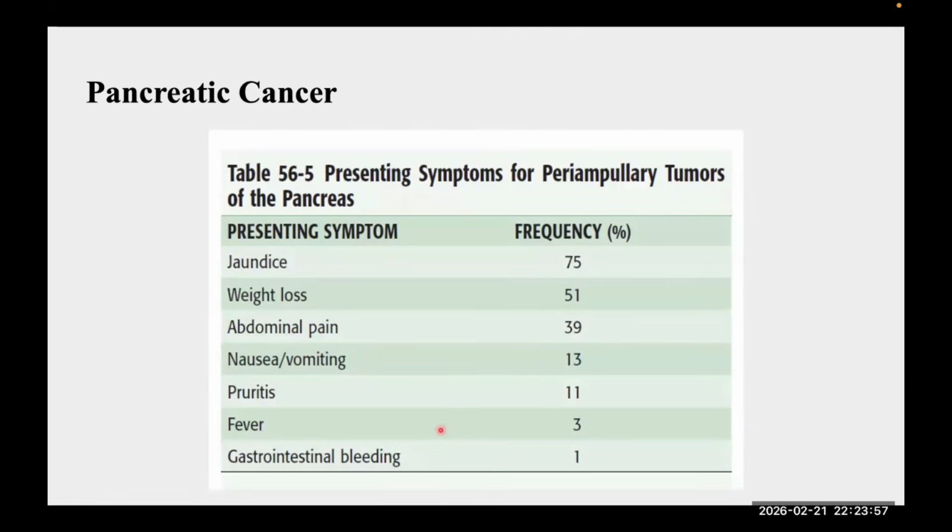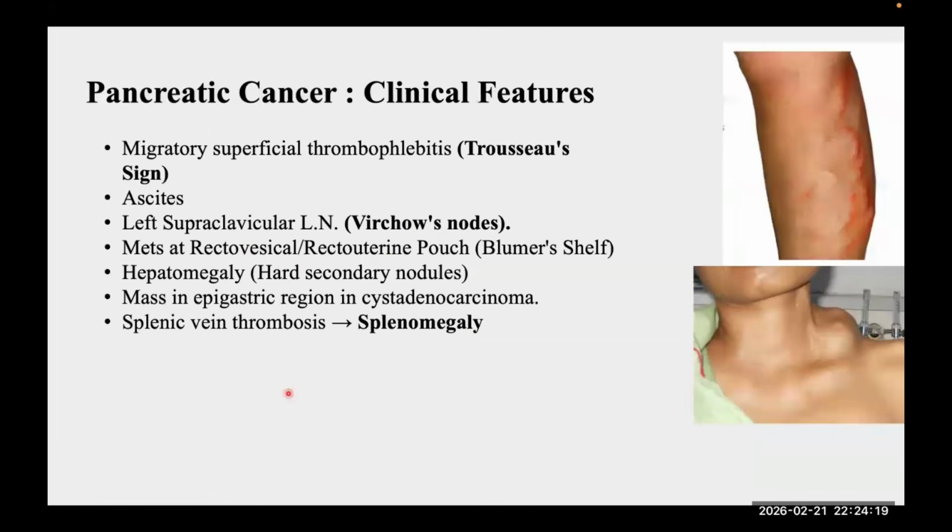Now, the symptoms: jaundice happens in 75% of the cases, weight loss in 51%, abdominal pain 39%, nausea and vomiting 13%, pruritus 11%, fever 3%, GI bleeding 1%. This is just for you to know that the presentation is variable. Not everyone presents with all symptoms, but you just need to keep them in mind. So if someone presents with them, you can tell that, okay, this might be pancreatic cancer.